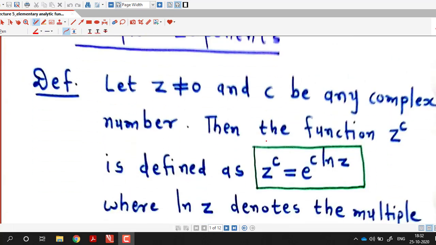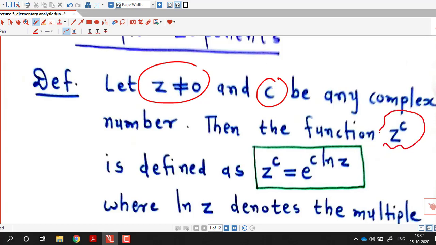Suppose z is any non-zero complex number and c is any complex number. Then the function z raised to c is defined as z raised to c equals e raised to c times log z. So here we are using the complex logarithmic function which we have discussed in the previous two lectures. You can watch those two lectures if you have not watched them to understand this lecture. But we can recall the definition of log z is ln mod z plus i times argument of z.